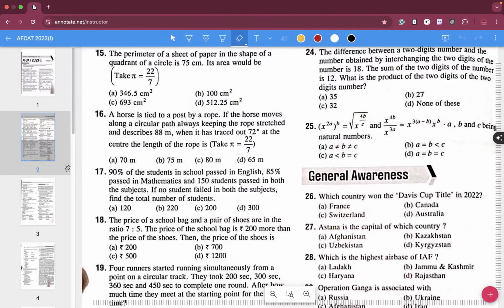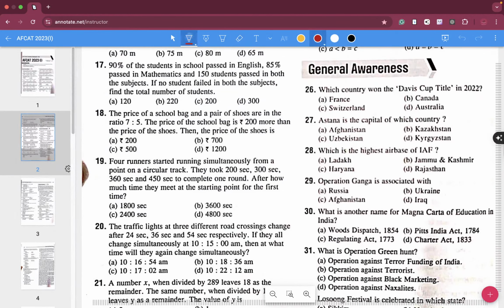All right, folks, let's move to question number 17. 90% of the students in a school passed in English, and 85% of the students passed in mathematics. 150 students passed in both the subjects. If no student failed in both the subjects, find the total number of students.